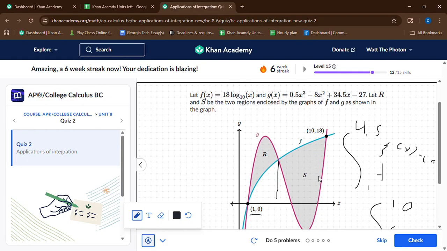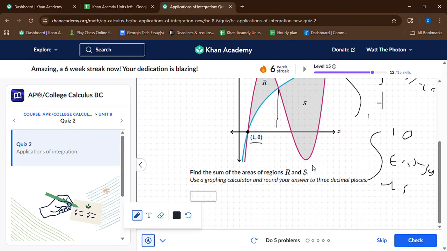Log of 10. I think I put them wrong. Oh yes, I definitely did. We'll do function 2 first, minus function 1, over dx. There you go. I get positive 22-ish.